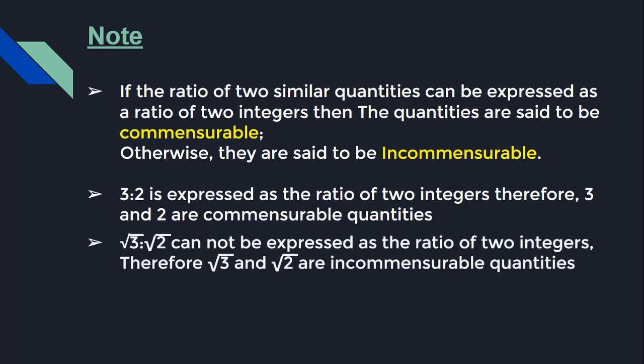Next, under root 3 is to under root 2 cannot be expressed as the ratio of two integers. Therefore, under root 3 and under root 2 are incommensurable quantities. Here, we know that under root 2 and under root 3 are not integers. Therefore, under root 3 is to under root 2 cannot be expressed as the ratio of integers. So, the quantities under root 2 and under root 3 are incommensurable quantities.